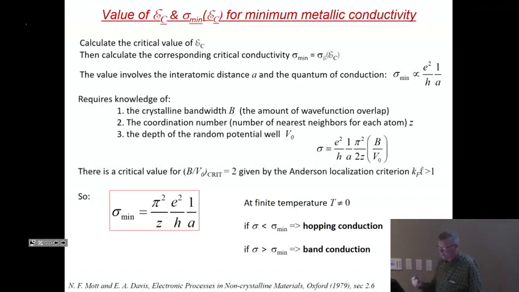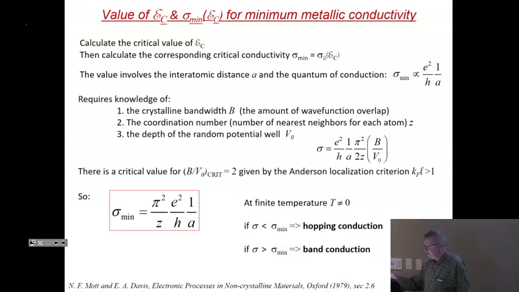Well, I'm not going to go through the derivation. It's all in Mott and Davies, but I will explain to you what the critical components are of the derivation. All right, so it's clear that the distance over which you have to move an electron out of this deepest V0 well is going to have something to do with interatomic distance, a. So we're clear this sigma min is going to be proportional to 1 over a.